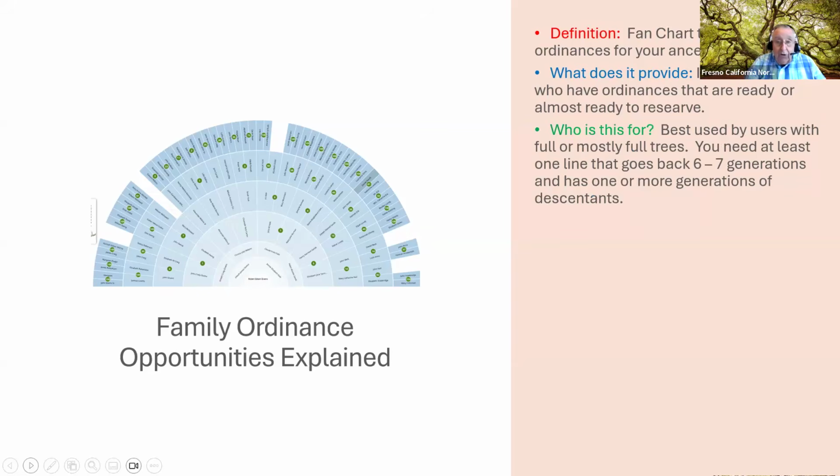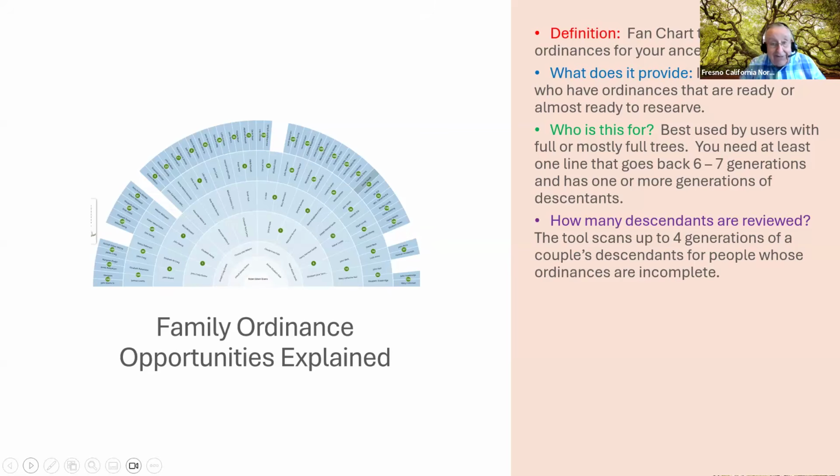And who's this for? Well, there's one catch to it, one caveat, that you really need a tree that's full, or at least a partially full tree. Part of your tree needs to be able to go back 6, 7 generations and have at least one or more generations of descendants. If you don't have a tree, it's not going to work. If you have a tree, the more tree you have, the easier it works.